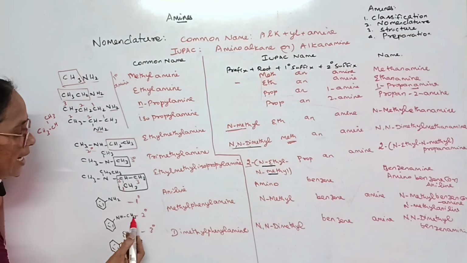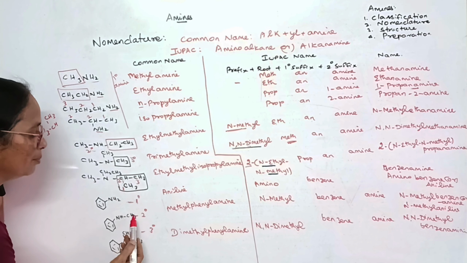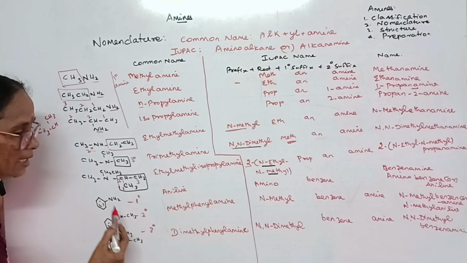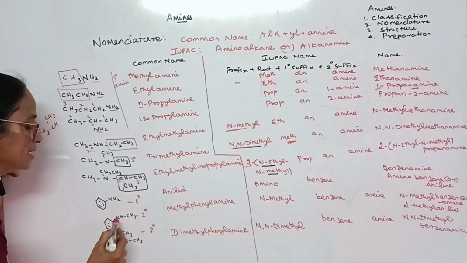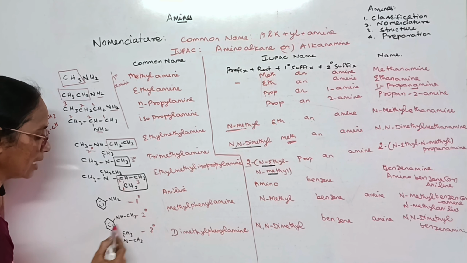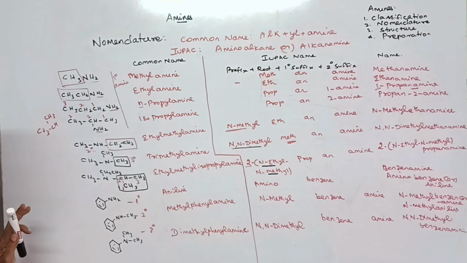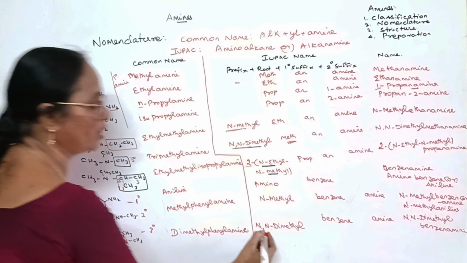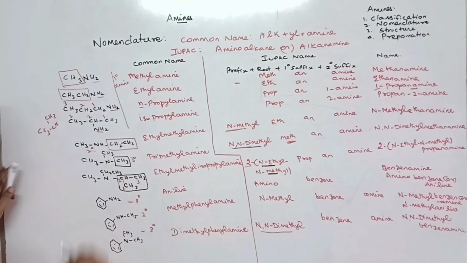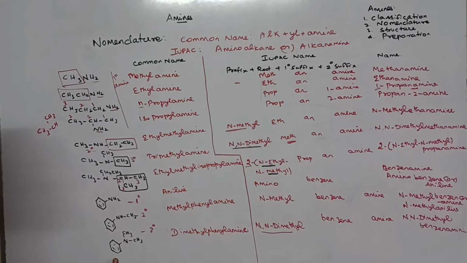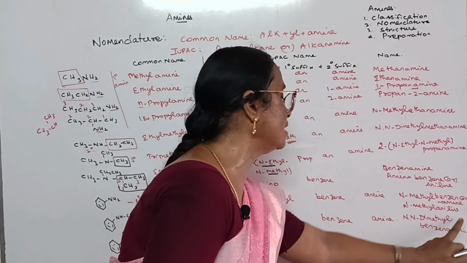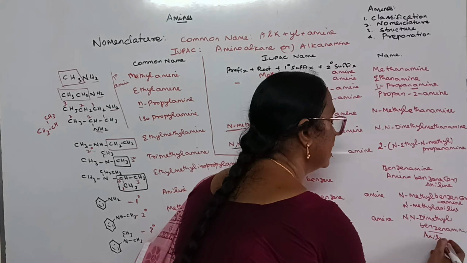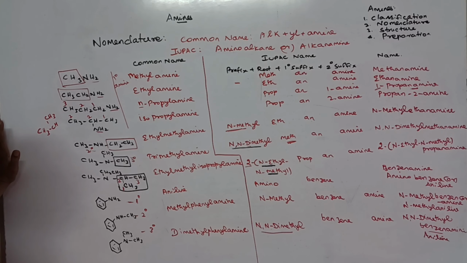In the secondary amine, nitrogen has methyl, so the common name is methyl phenyl amine, but the IUPAC name is N-methyl aniline, or else N-methyl benzene amine, or N-methyl aminobenzene, whatever, it is correct. And in the tertiary amine, the nitrogen has two similar methyl groups. So it is taken as N, N-dimethyl. It is attached to the benzene amine. So the name is N,N-dimethyl benzene amine, or instead of benzene amine, you can even write aniline. That's all the nomenclature of amines.